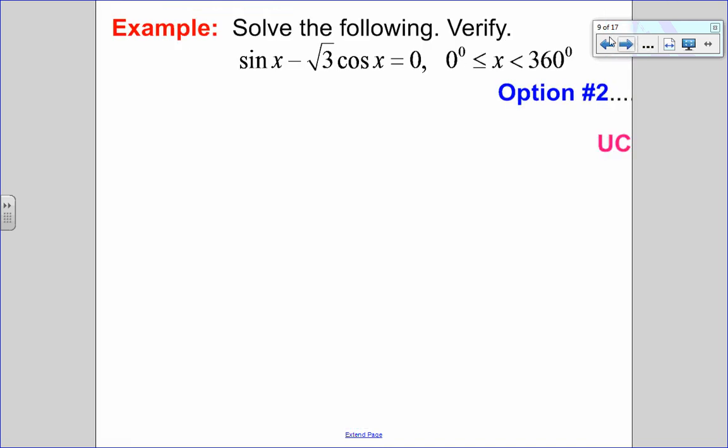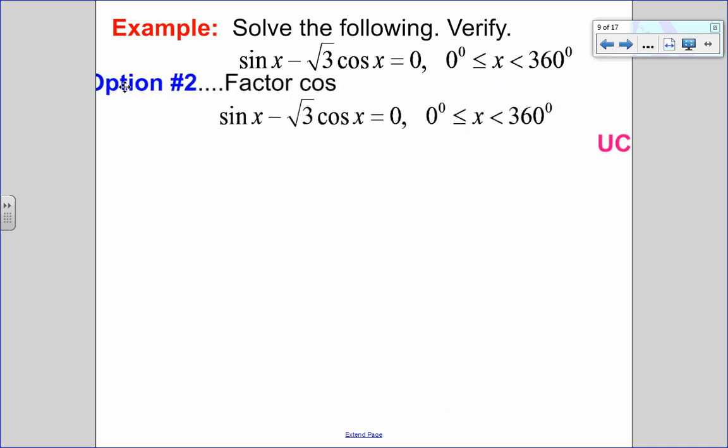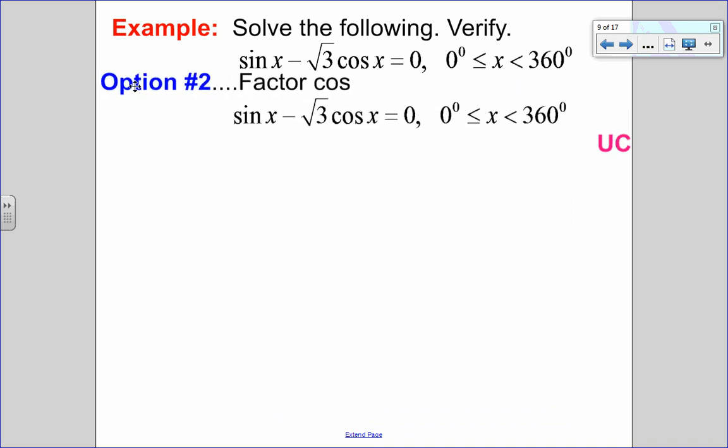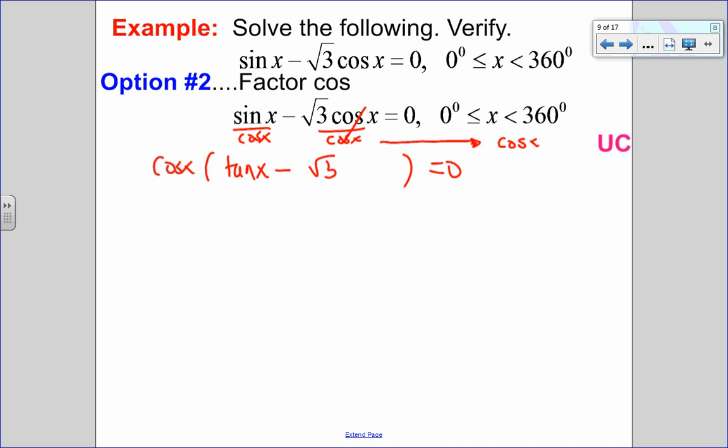Okay, let's try option number 2. So we factored out sine. This time, let's factor out cosine. So we're going to factor out a cos x, which just means divide both terms by a cos x. And then let's look at what we're left with. So sine over cosine is tangent minus the cosines cancel. Root 3 equals 0. Again, because I'm dividing by 0, I need to state my restrictions that cos x can't be 0. So let's set each factor equal to 0.